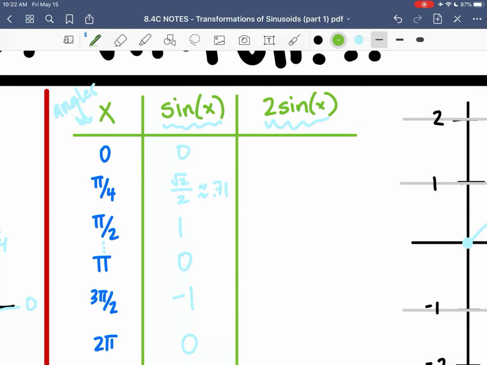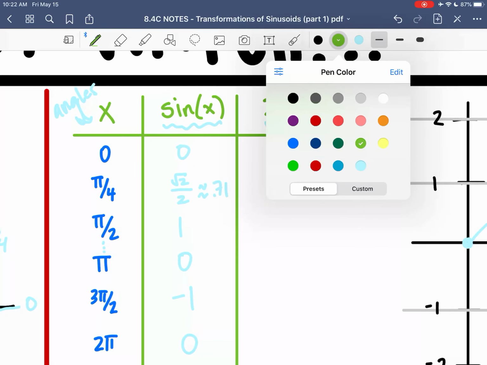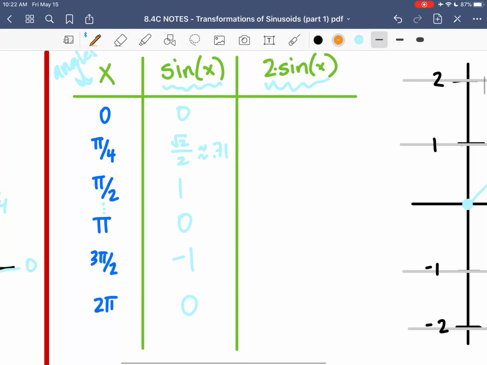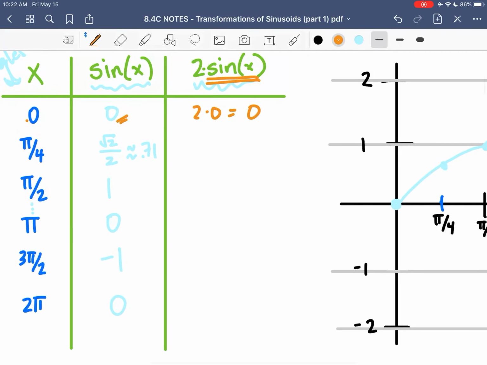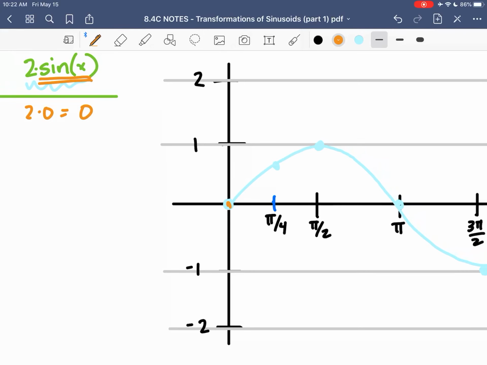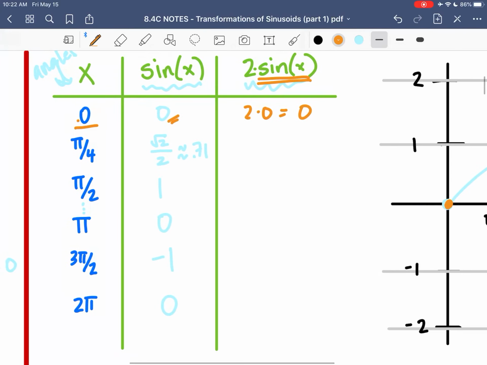So let's see what happens when we calculate 2 times sine of x, for whatever x. When x is 0, I have 2 times sine of x. I already know what sine of x is, so this is just 2 times 0. That's still 0. So apparently at 0, this function 2 sine of x, which I'll do in orange, is still at 0. So it still starts in the same place.